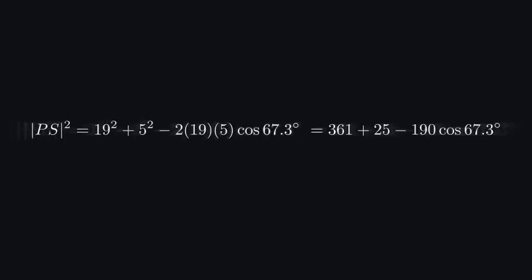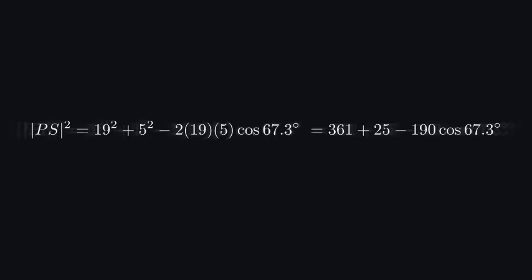Now square 19 and 5. Also, 2 times 19 times 5 equals 190. Since this angle came from cos of theta equals 5 over 13, cos of 67.3 degrees is approximately 0.3846. So, PS squared equals 312.923.